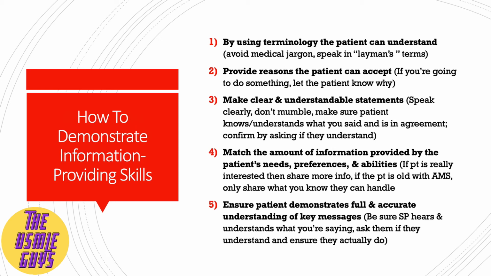Number four, match the amount of information provided to the patient's needs, preferences, and abilities. This means if the patient is really interested, then share more information. So let's say you're seeing a 19-year-old female and she's a nursing student and she's asking you all these questions and she's really showing interest. Talk to her on that same level and give her more. If she wants to learn from you, then that's good. Give her as much information as she wants.